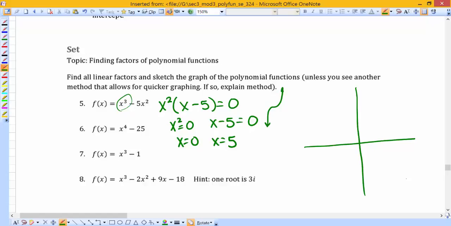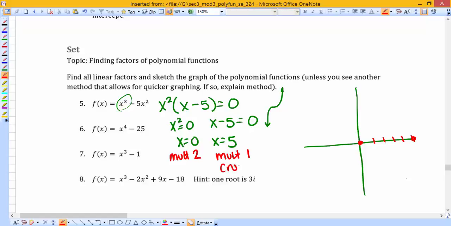So I have 0 and I have 5. Okay. Multiplicity. This one has a multiplicity of 2. This one has a multiplicity of 1. Don't forget, the multiplicity is the exponent. Since this was an x squared, it had a multiplicity of 2. This one does not have an exponent. It has a multiplicity of 1.